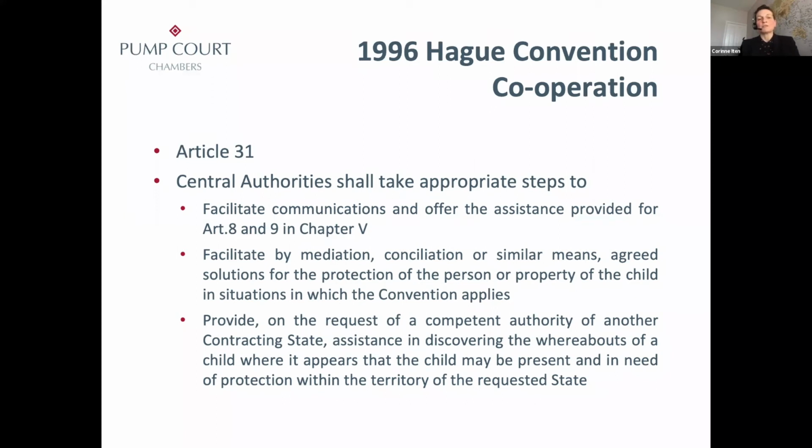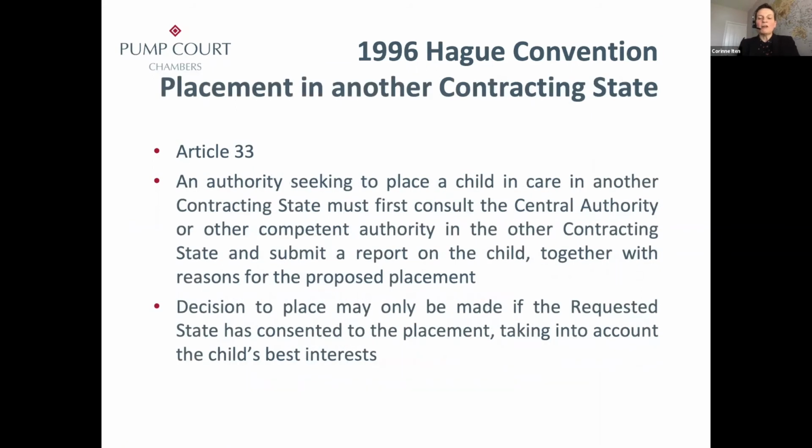The central authorities must also facilitate by mediation, conciliation or similar means agreed solutions for the protection of the personal property of the child in situations in which the convention applies. And they must provide, on the request of a competent authority of another contracting state, assistance in discovering the whereabouts of a child where it appears that the child may be present and in need of protection within the territory of the requested state. So these are compulsory, as it were, forms of cooperation under the 1996 Convention.